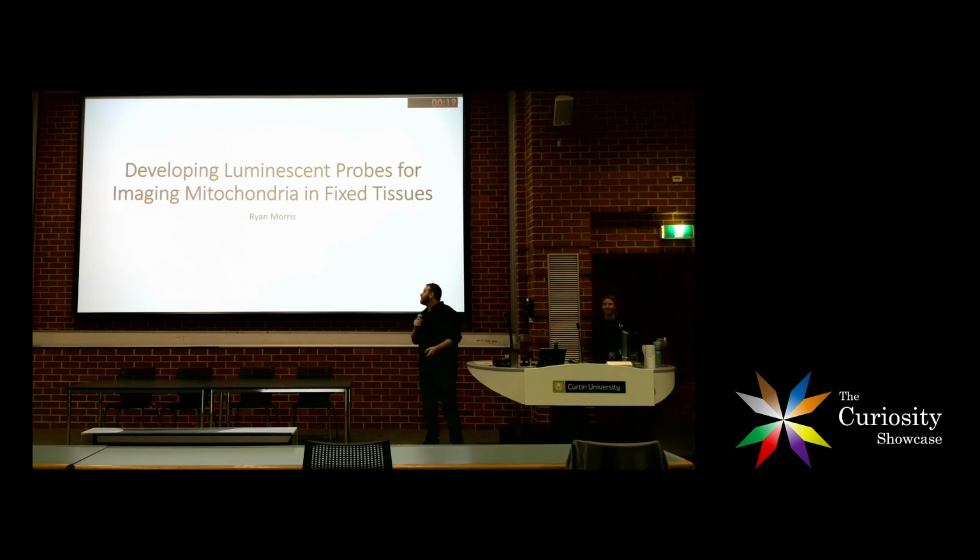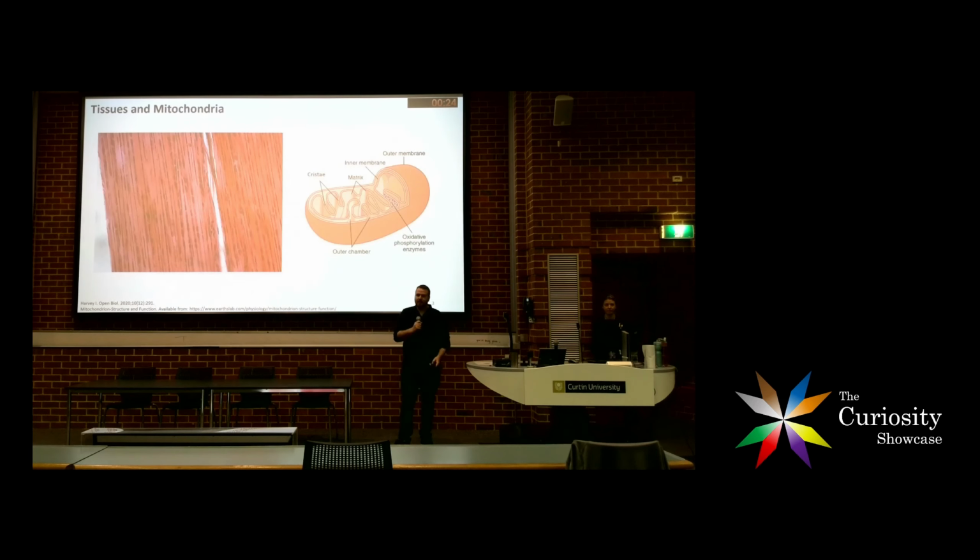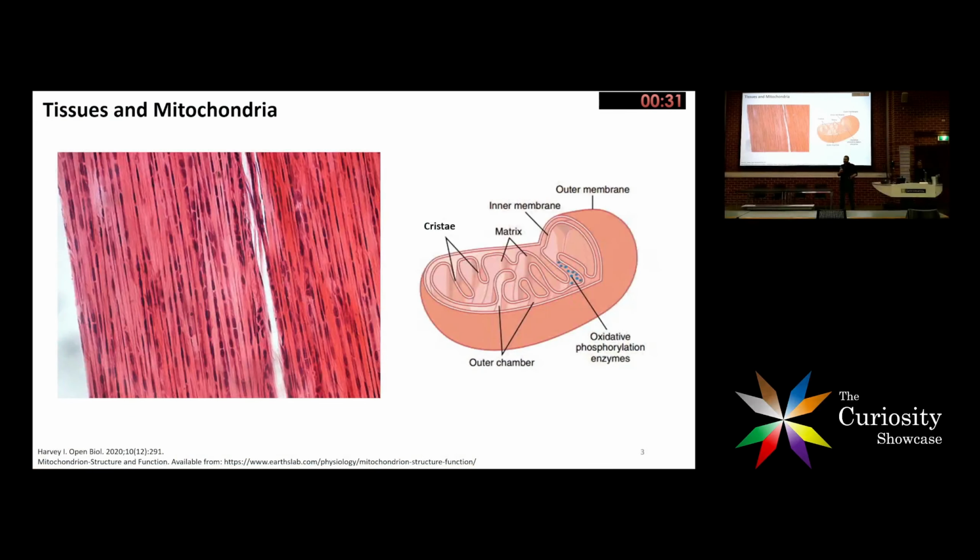So my project is titled Developing Luminescent Probes for Imaging Mitochondria in Fixed Tissues. High energy demanding tissues, such as muscle tissues, are particularly reliant on mitochondria to provide energy in the form of ATP. Mitochondria also provide a number of other functions, such as the regulation of ion homeostasis and the production of reactive oxygen species, just to name a couple.